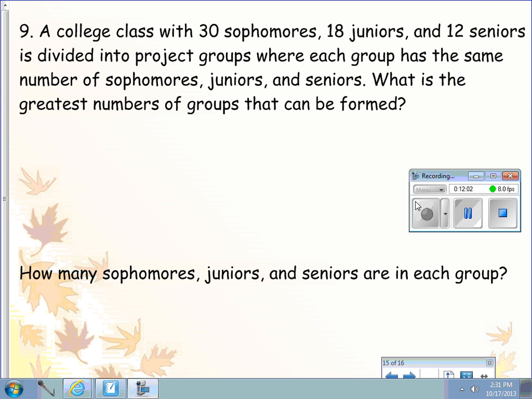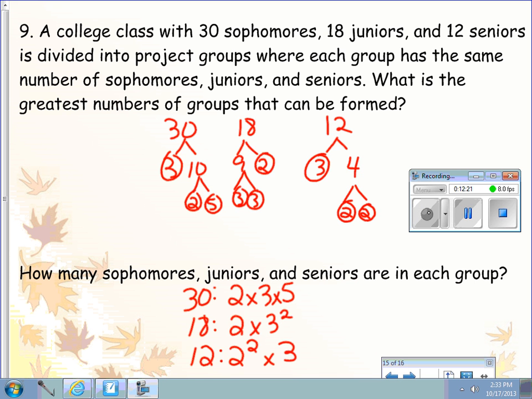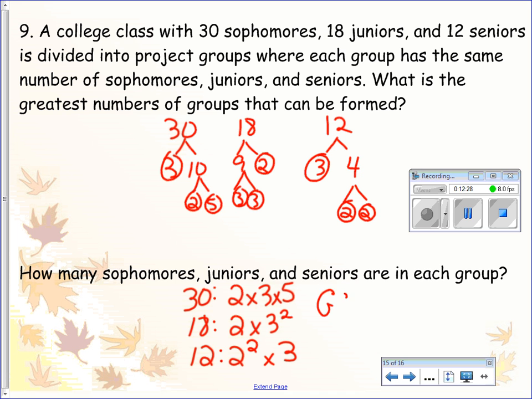So we need the same amount of sophomores, juniors, and seniors in each group. So we're going to do the prime factorization tree. Then we're going to determine what the greatest common factor is for all of them. You'll notice that we did the prime factorization for each one of them. Now we need to find the GCF. The GCF for these numbers is going to be 2 times 3 equals 6. So you'll have 6 groups.